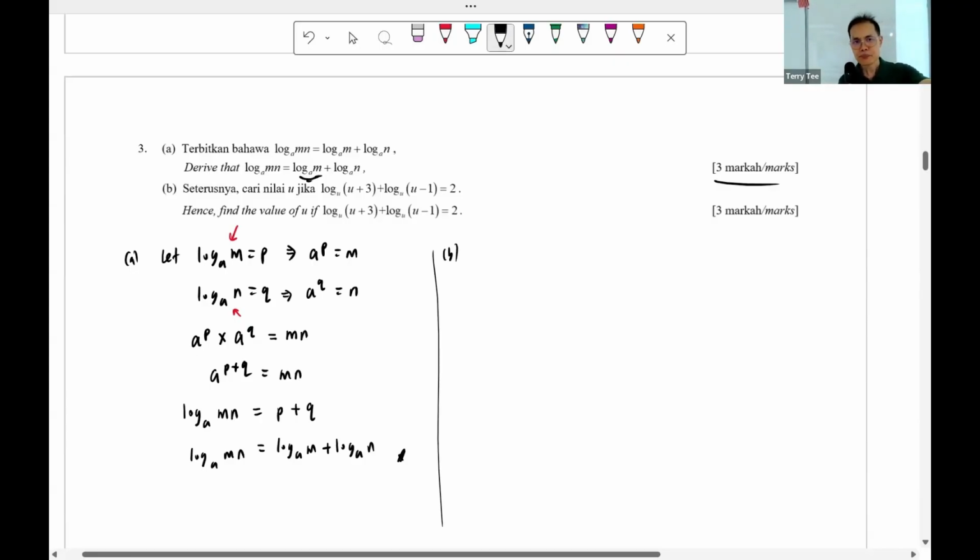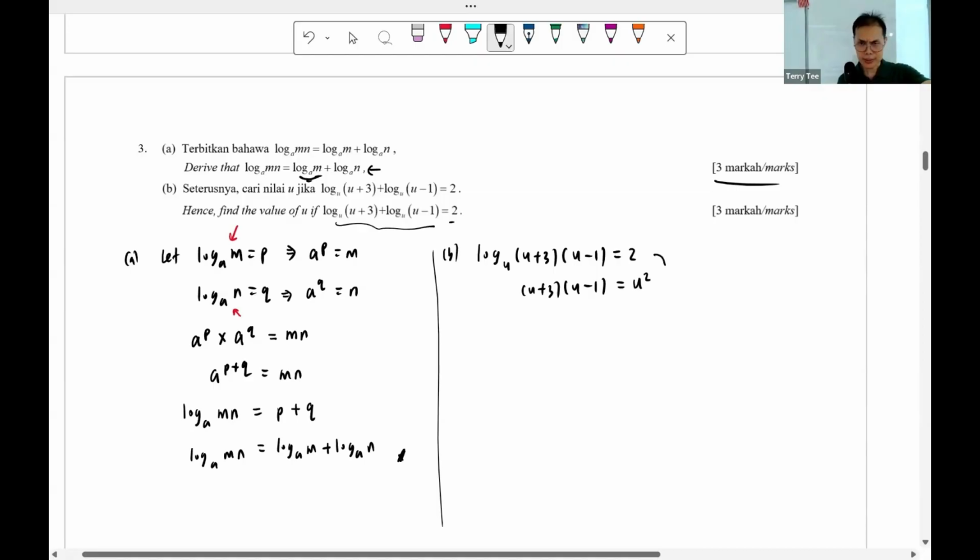Now, next. Hence, find the value of u if these two add together equal 2. So here we're going to use the result from part A. That is the formula for addition for logarithms. So we combine it: plus becomes multiply. Log base u of u plus 3, plus becomes multiply, u minus 1. The result is 2. So we're going to write (u plus 3)(u minus 1) equals u power 2.